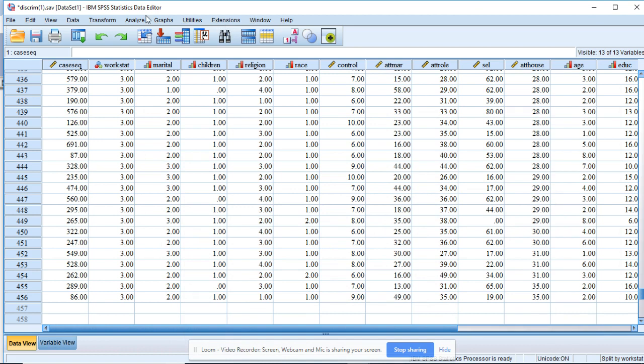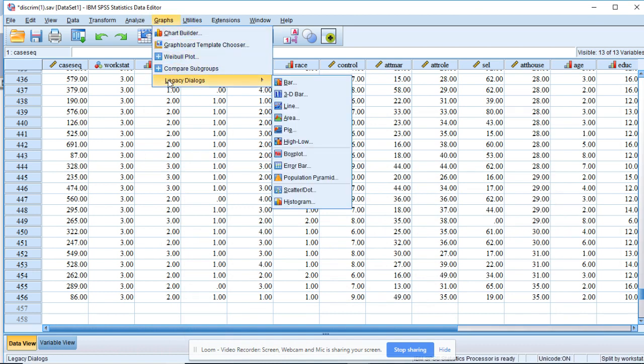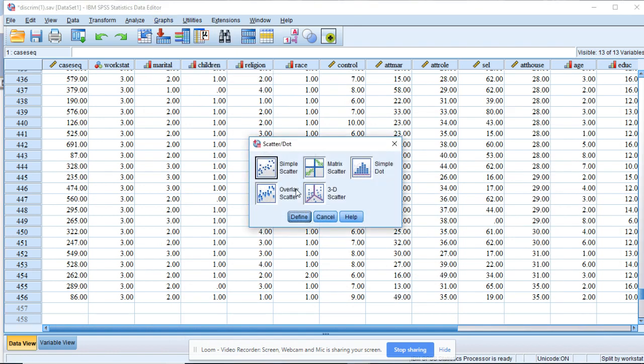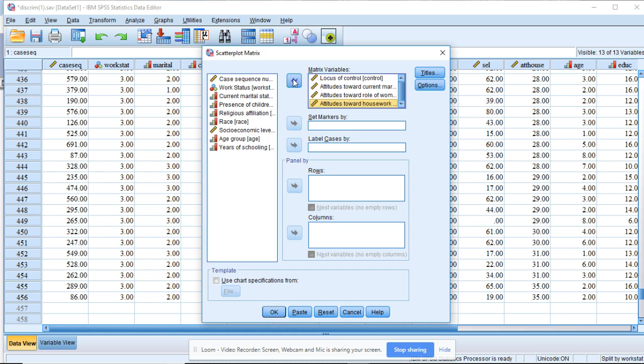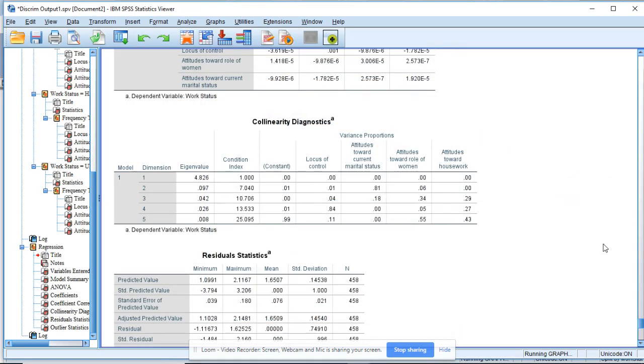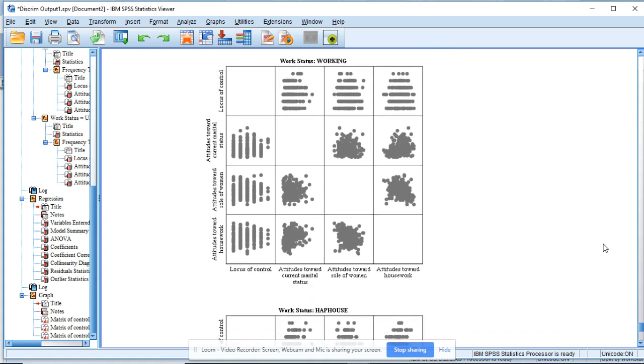And then we can go here and do graphs, legacy dialogues, and scatter dot. And we want a matrix scatter, and we're going to define that. Okay, so now our matrix variables are the 4 predictor variables. So we'll put those in there. And that's actually all we need to do because we've already split the file and we want to compare the output by the groups. That should just automatically give us the matrices that we want. Let me just look. Yeah, I don't have any other notes on that, so I think that will work. So let's go ahead and just click OK and see what we get. Yep, so that was all we needed to do.